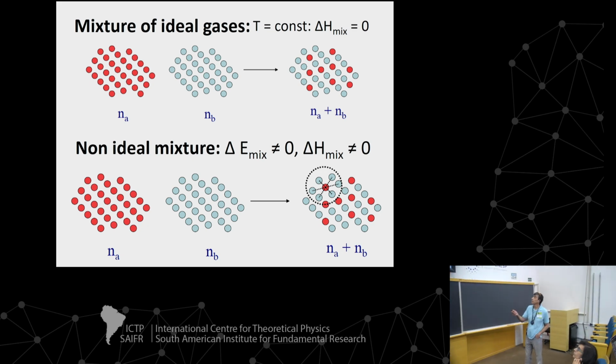Of course, an ideal gas mixes because of entropy. There's no enthalpy. But when you have a non-ideal mixture of gases, you have to consider enthalpy as well, since there are interactions.